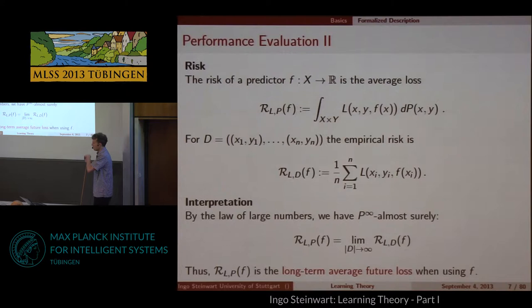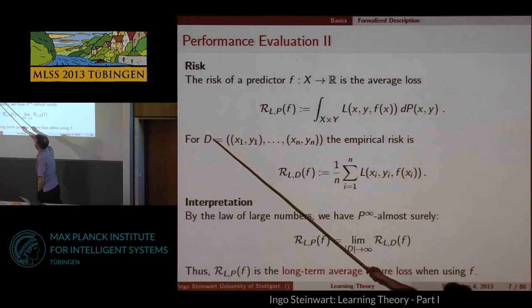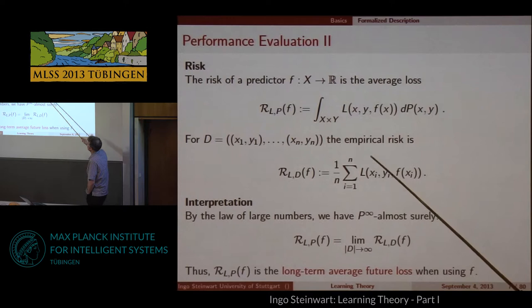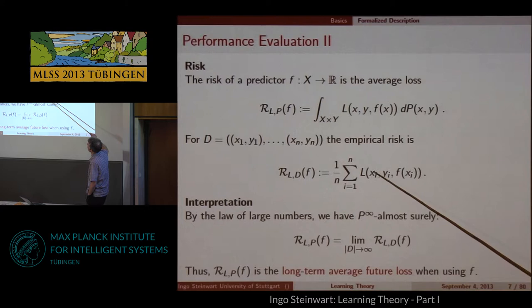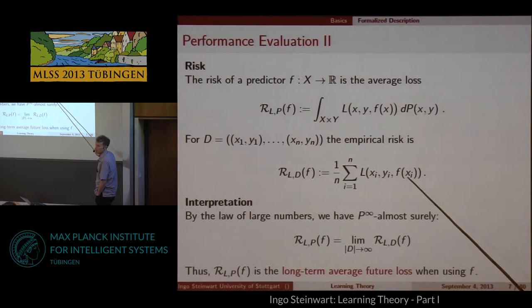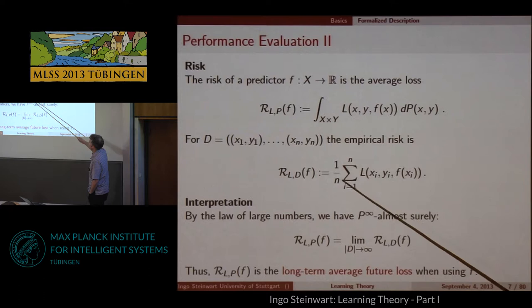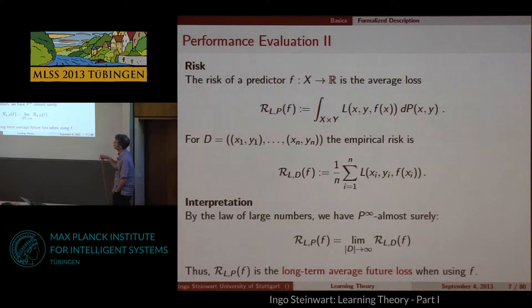And what we also need is the empirical risk. The empirical risk is what we get if we replace the distribution p by a data set of length n: we can compute the average loss we get by predicting the samples of D by f. Whenever we have a data set D, we can readily compute this quantity. It's just a summation and scaling, basically. So unlike the true risk, which we can never compute, this one can be computed as soon as we have a data set D.